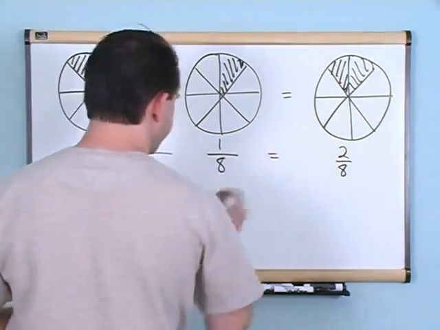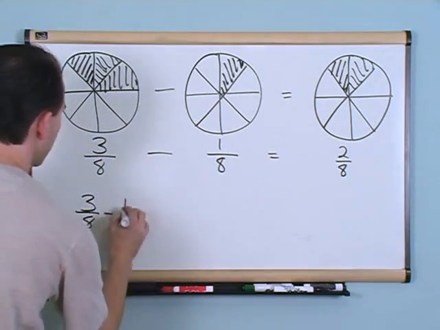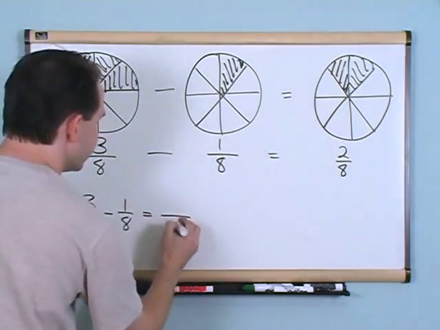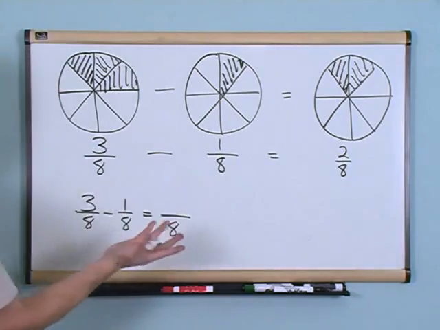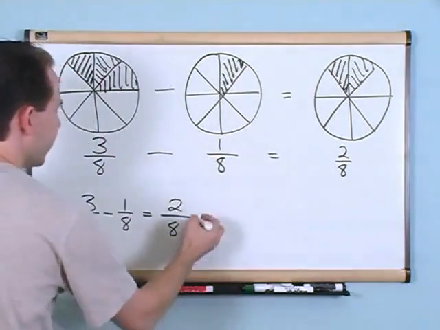Okay? Now let's go ahead and do this using the math. 3/8 minus 1/8. All you have to do is keep the bottom the same, exactly as before. If the bottom is already the same, keep it the same. Don't do any subtraction. And then you just take 3 minus 1. So you just go ahead and subtract the top, and that's going to give you 2. And we already said we should have 2/8.